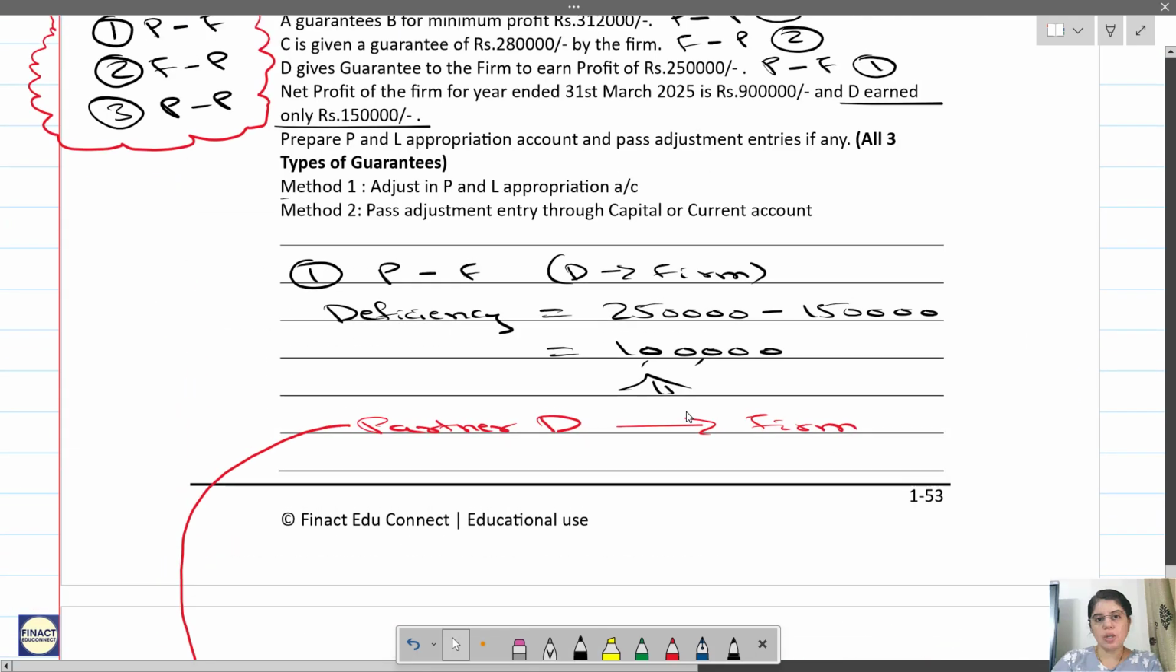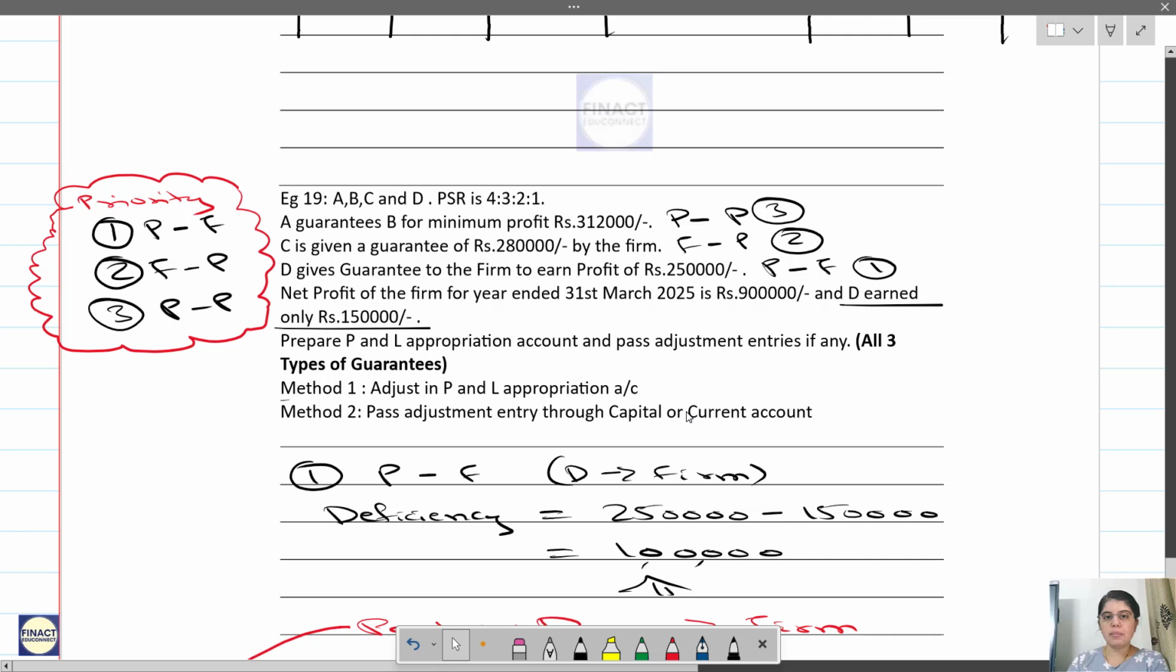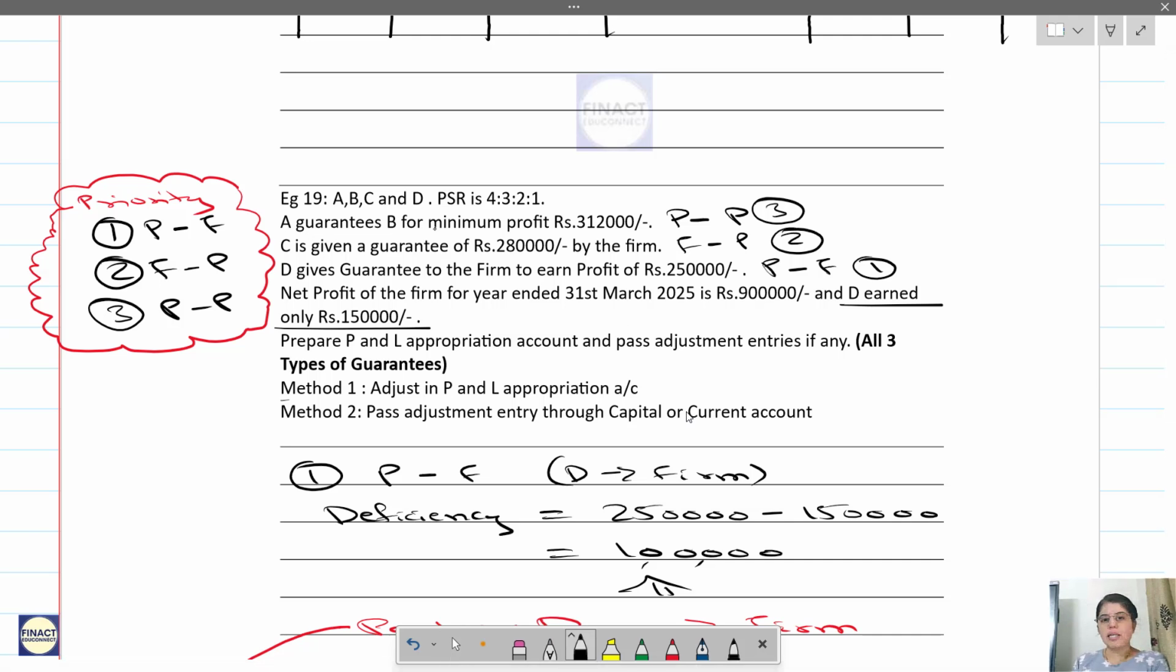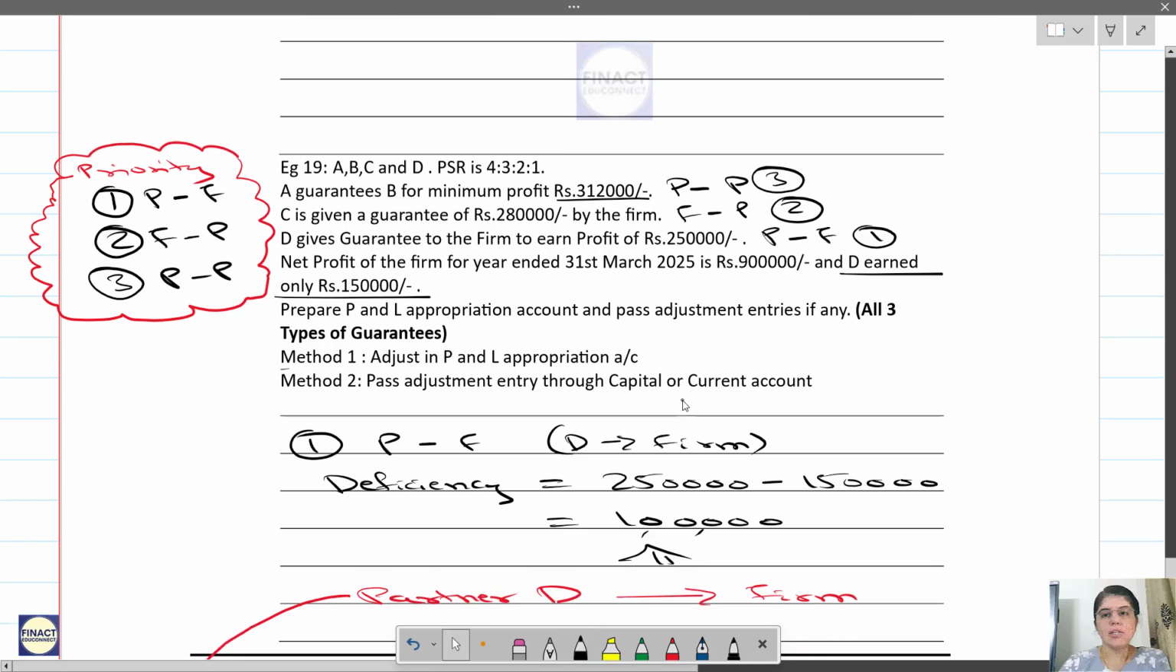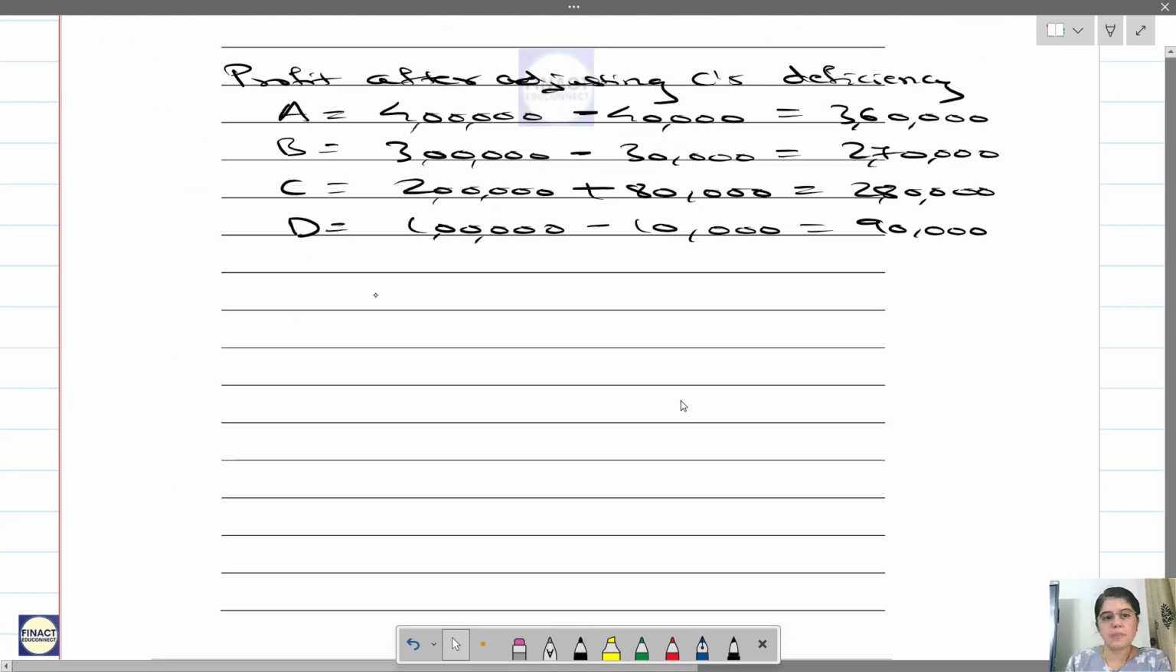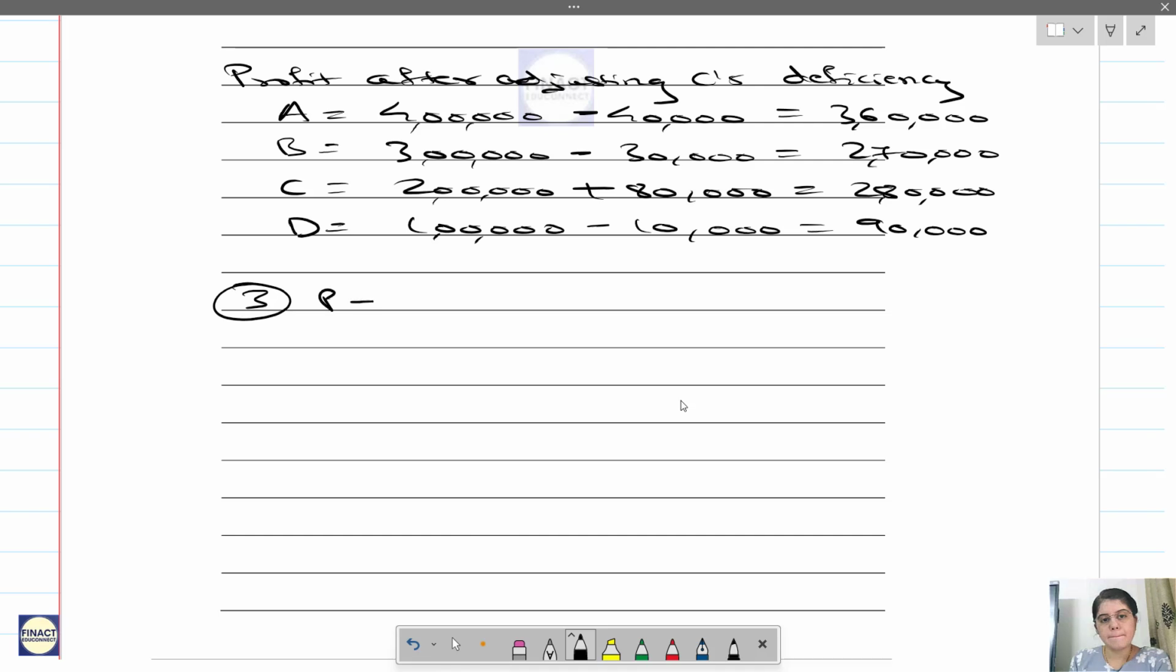Now let us go to the third type of guarantee over here. Third type of guarantee is A guarantees B for the minimum profit of 3,12,000. So this is a guarantee given by A to B, correct? So partner to partner. So third type, partner to partner. So A has given a guarantee to B, correct? And how much should be the profit? 3,12,000. But how much is the B's profit over here? We just calculated it. 2,70,000.